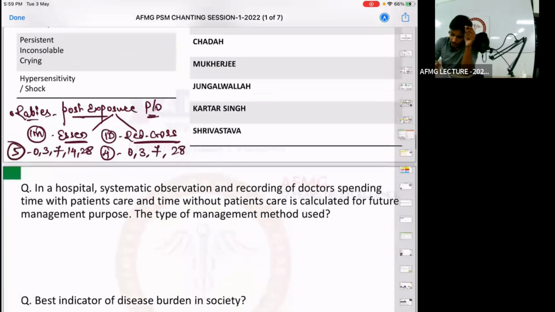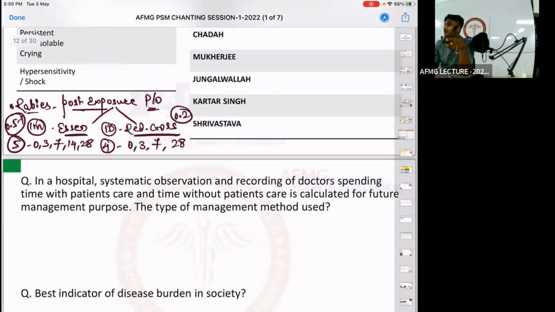But the intradermal dose would be 0.2 ml. That means 0.1 ml on one deltoid, 0.1 ml on the other deltoid. So it is given on bilateral deltoid, in the intradermal regime. The preferred one nowadays, which is going on in hospitals, is the intradermal regime. Bilateral deltoid, 0.1, 0.1, a total of 0.2 ml dose.